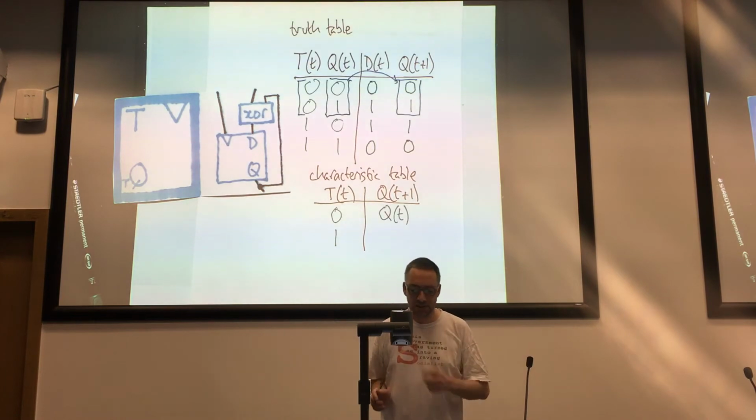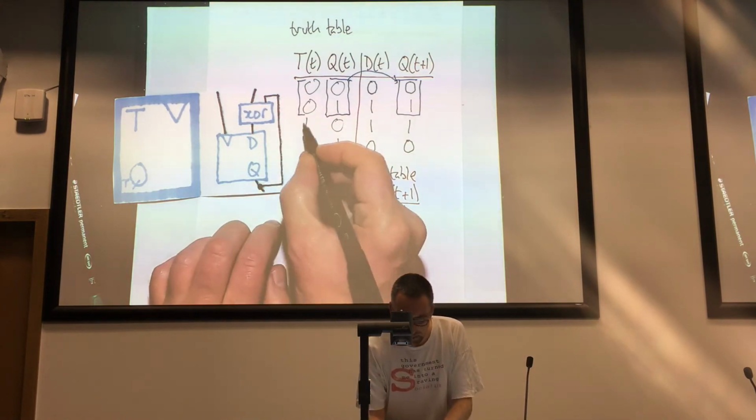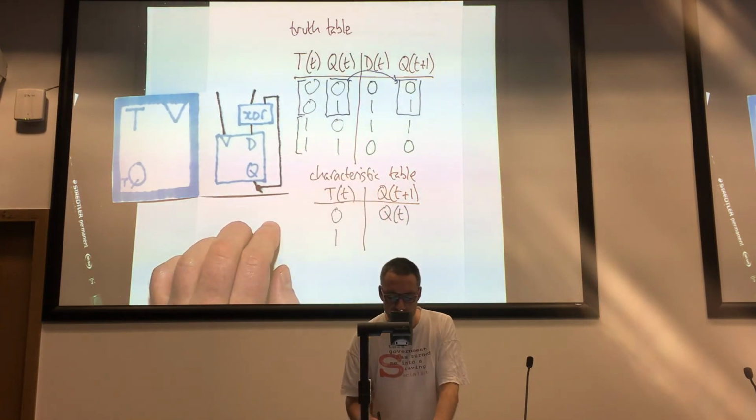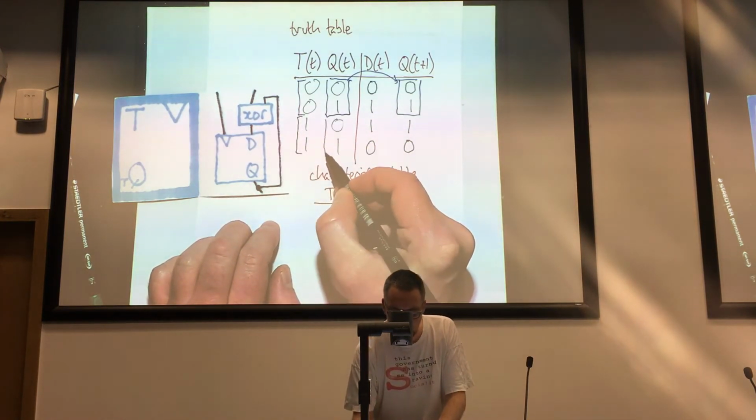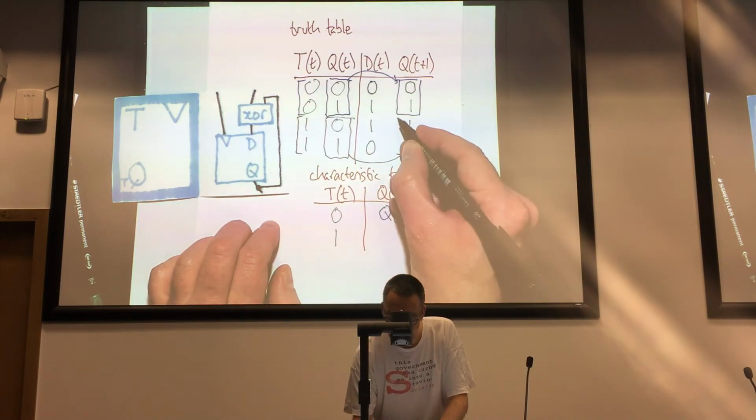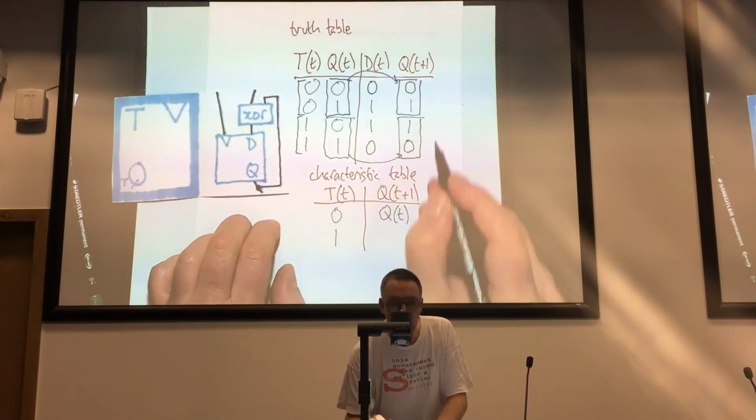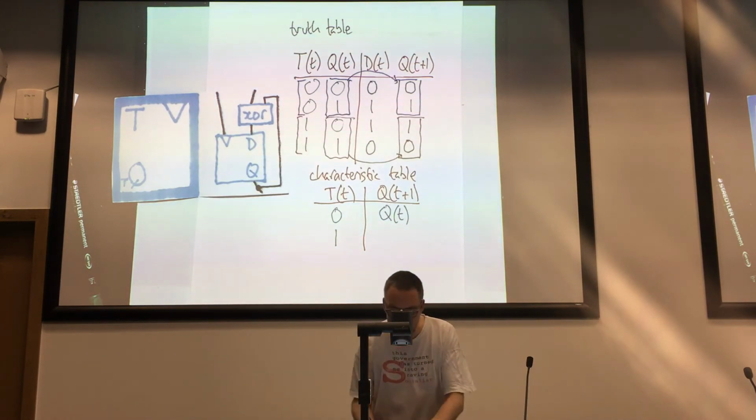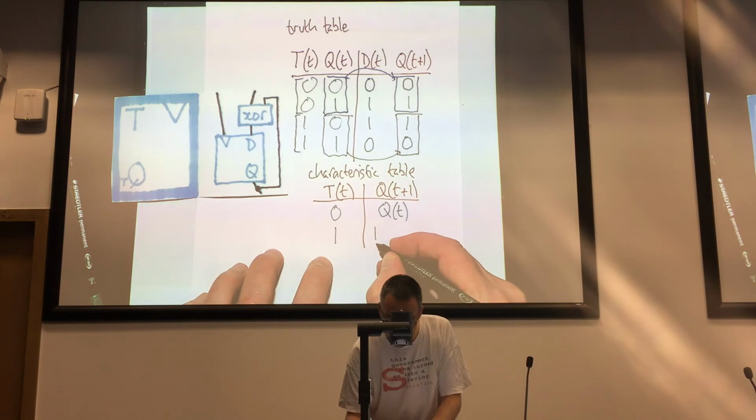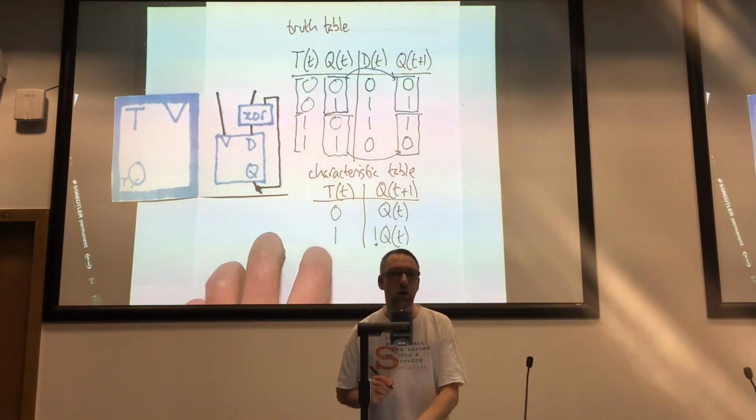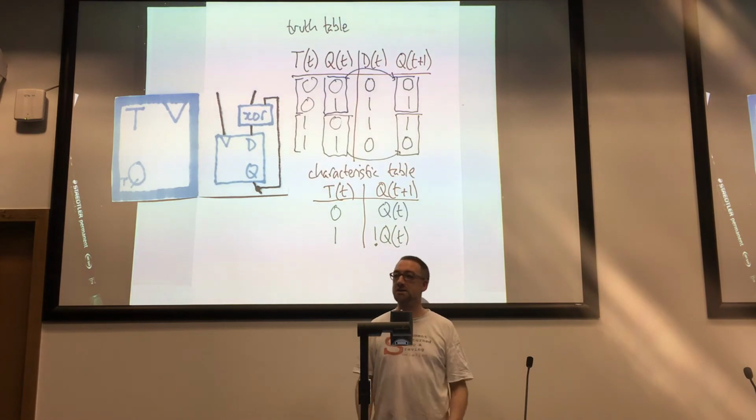Now let's look at the situation when big T is 1. That's these two lines. Here was Q of t. Here's Q of t plus 1. Now what's happening? It's being negated. So we write not Q of t in the output column of the characteristic table.